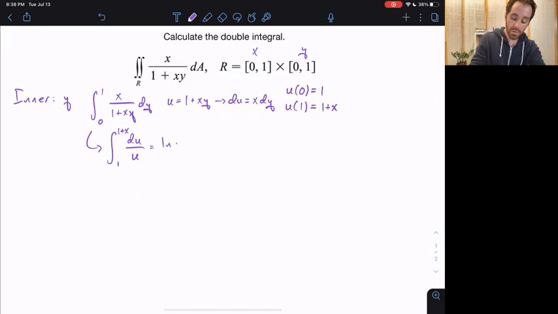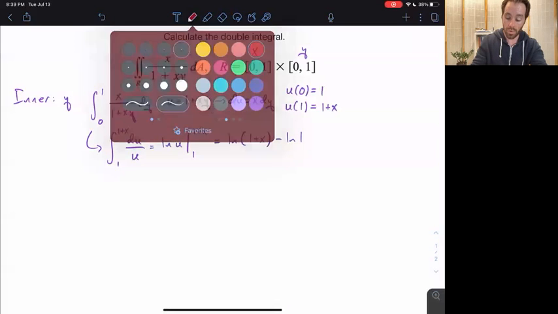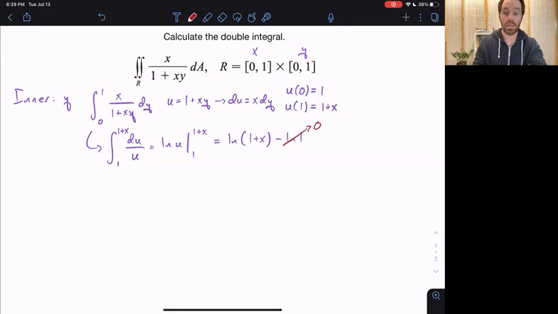This is going to be ln of u evaluated at 1 and 1 plus x. Sometimes we worry about whether it's ln of absolute value of u, but when we're only looking at a positive domain, we don't have to get involved in those kinds of thorny questions. So it's okay to just have ln of u. This is ln of 1 plus x minus ln of 1. And all good boys and girls know that ln of 1 is 0. And so that goes away, and this is simply equal to ln of 1 plus x.